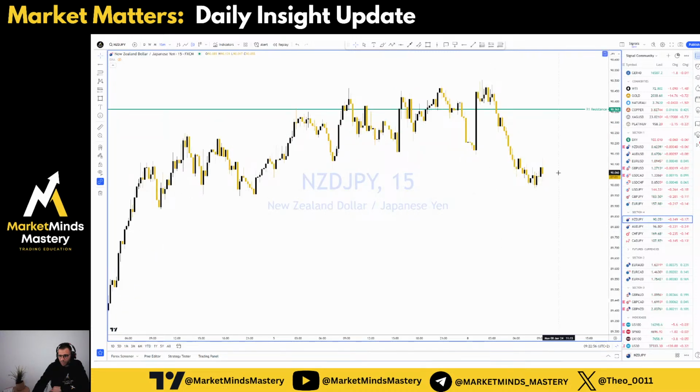New Zealand JPY. Market up. The market broke below this support and now is about to move lower, I believe so, if the sellers will defend this area here. Let's see what's going to happen.